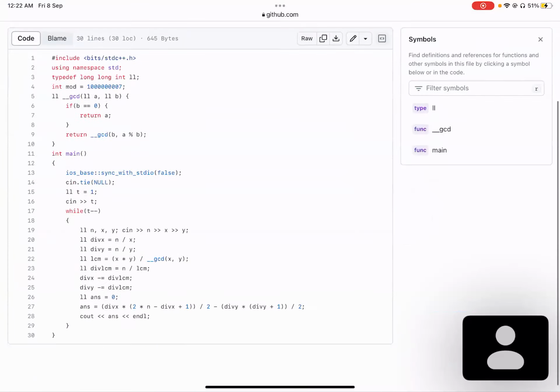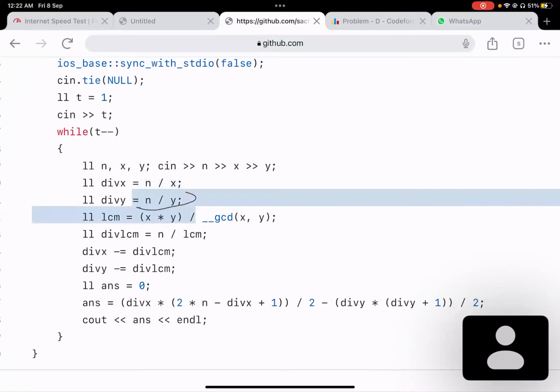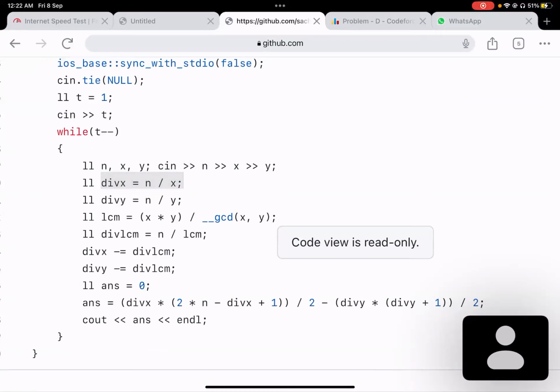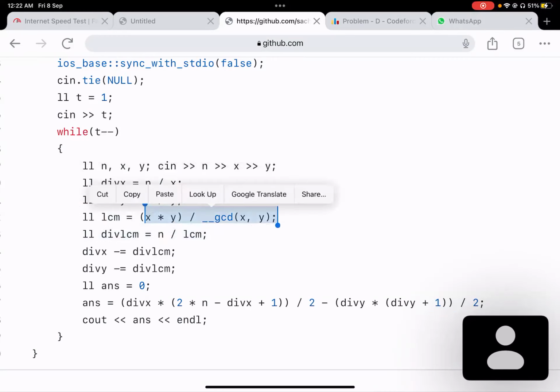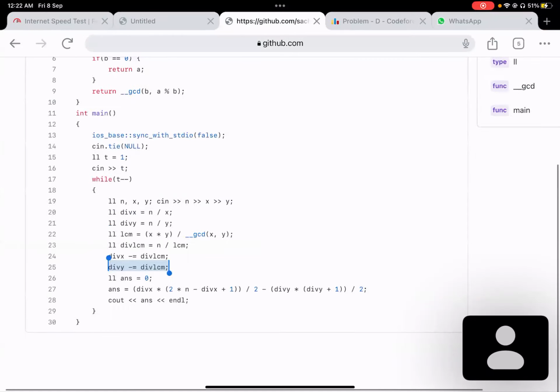So basically what we did was, we took the ceil of this part, and we found the number of indexes divisible by x, then we found the number of indexes divisible by y. In order to find the common part, we first found the LCM, and we know that LCM into GCD is equal to the product of the numbers, right? So in order to find the LCM, we will find product divided by GCD. And then the number of common indexes is n by LCM. Then we will just remove all those common parts from x also and y also, then just apply that formula.